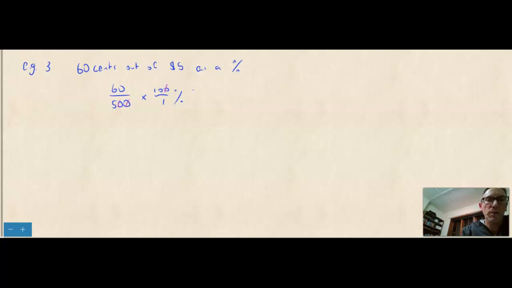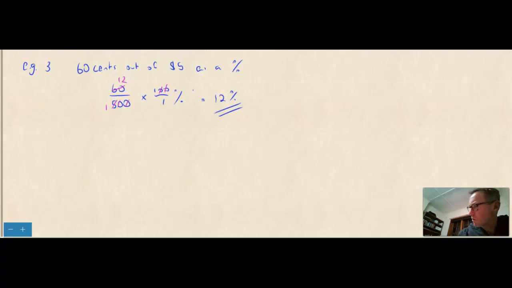10, oh, I can get rid of another 0 there. 5 and 60, right? They're both multiples of 5, 1 and 12. My work is done. 12 times 1 equals 12%. 60 cents of $5 is equal to 12%.